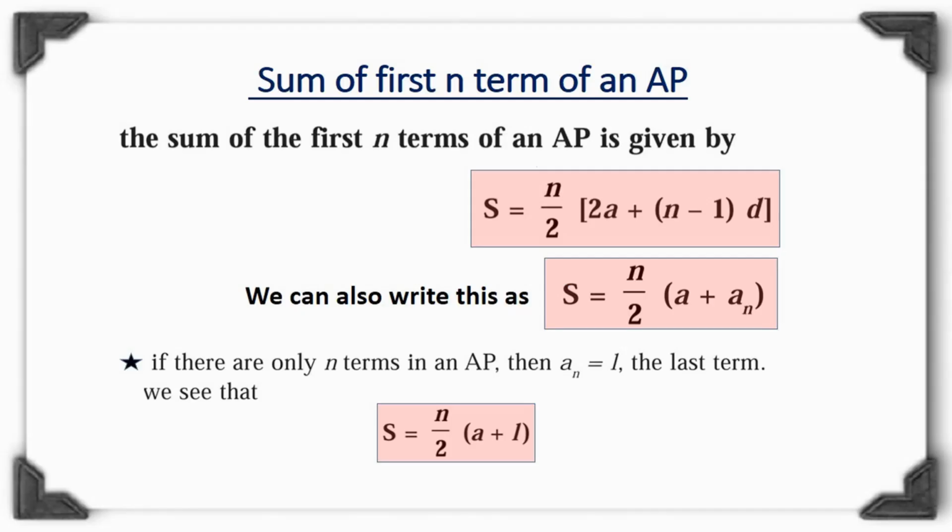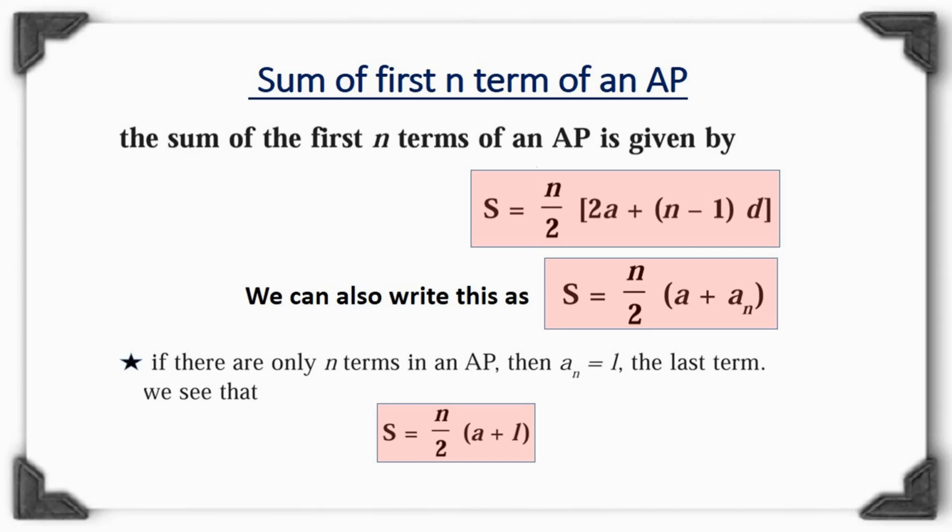The formula to find the sum of the first n terms of an arithmetic progression is S equals n by 2 into (2a plus (n minus 1)d). We can also write the same as S equals n by 2 into (a plus l), where l is the last term. If the progression is finite, S equals n by 2 into (a plus an).